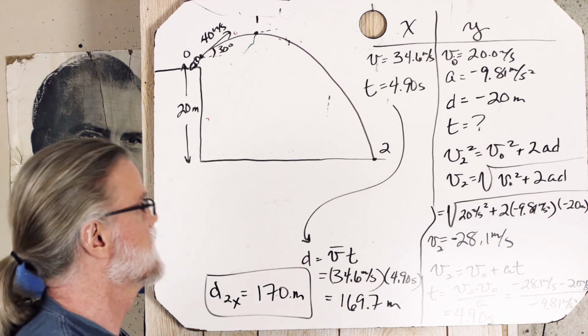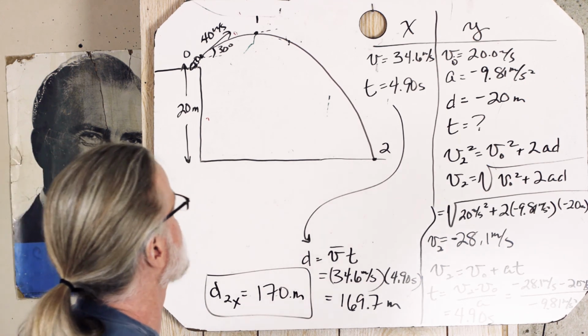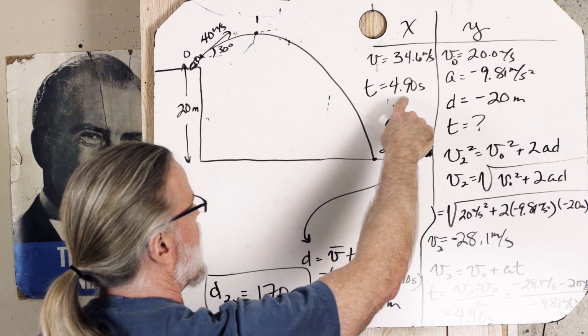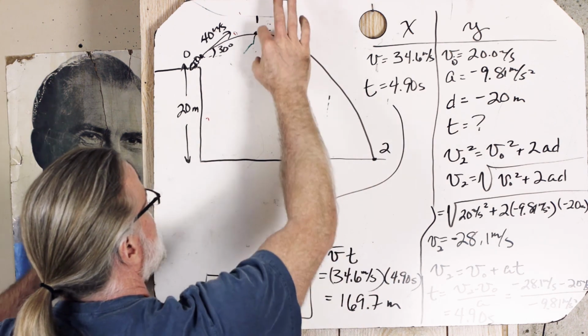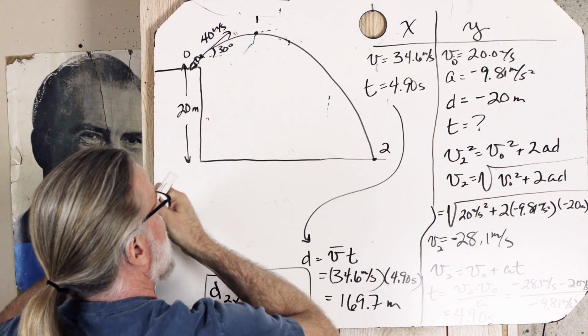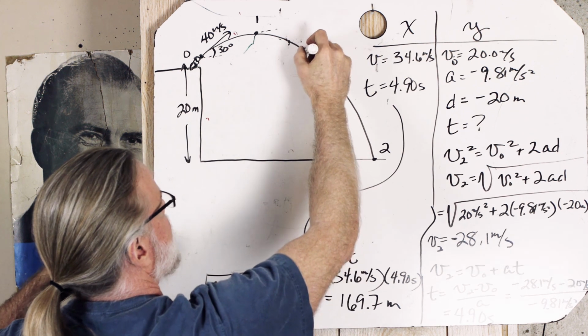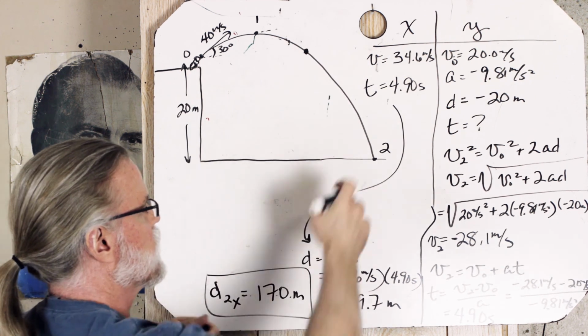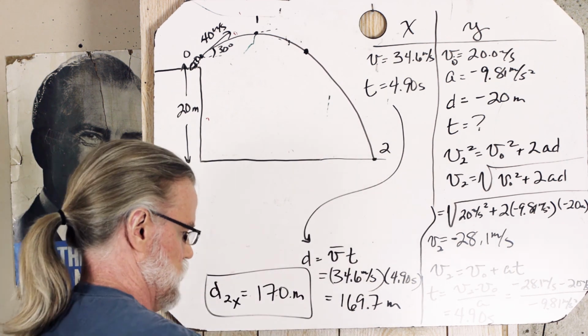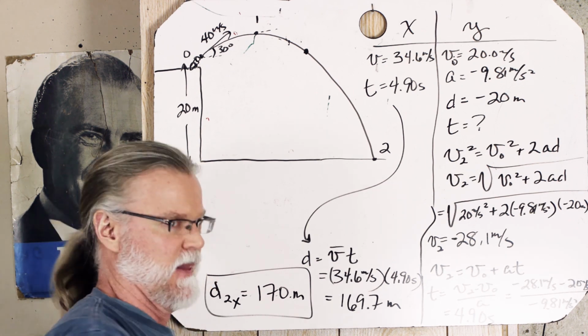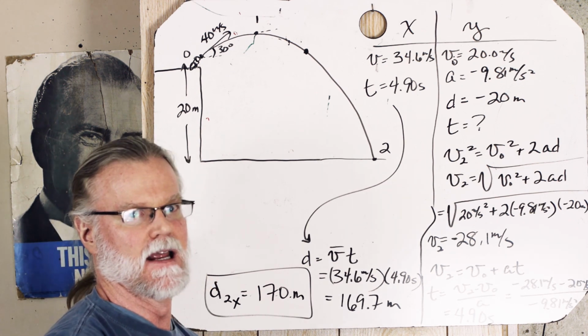170 meters. Okay, a common mistake I saw in this problem was that for time, people calculated the time to get up to the top, and they doubled it, and that would only get you to that position. That would not get you to position 2. Anyways, that was the secret problem for today.